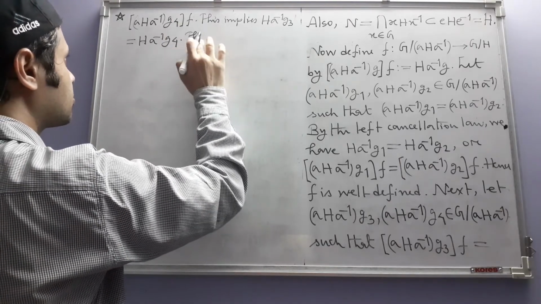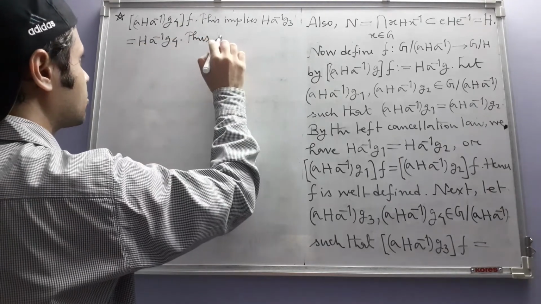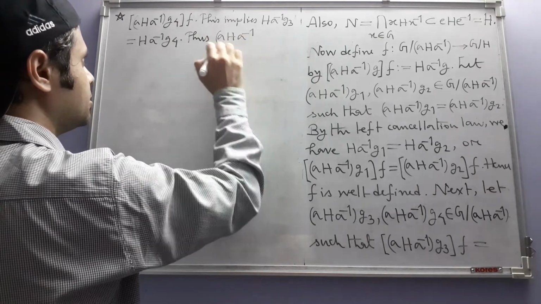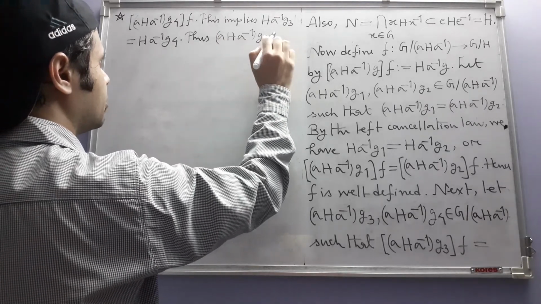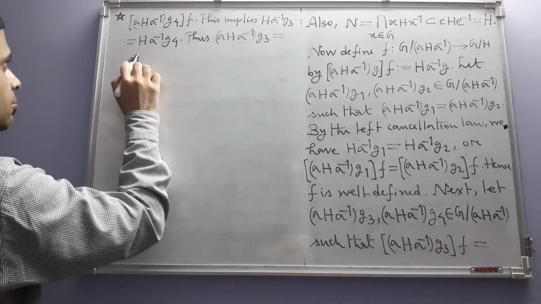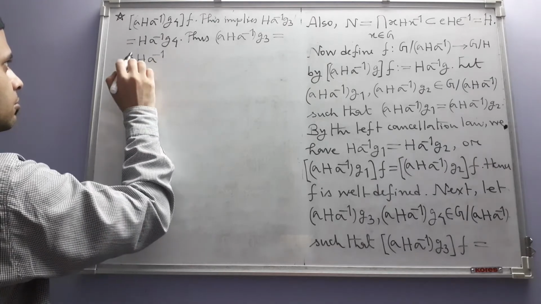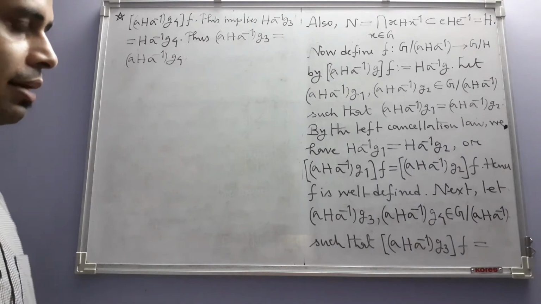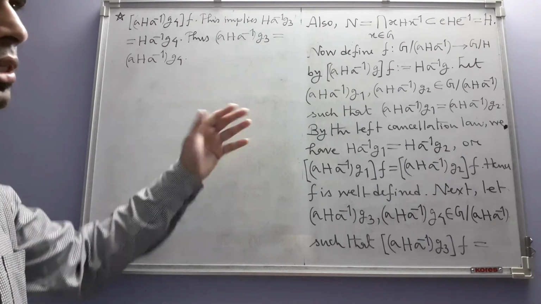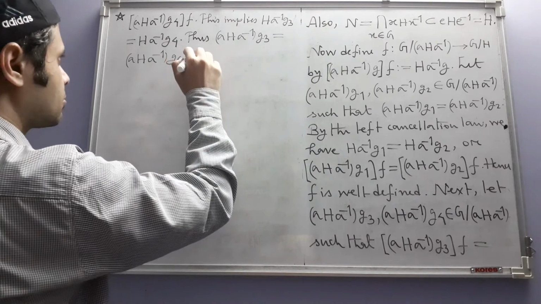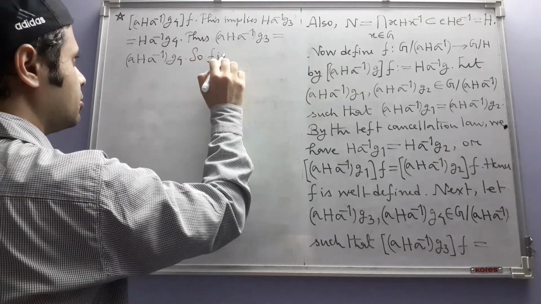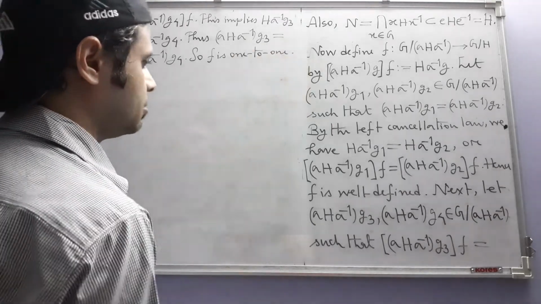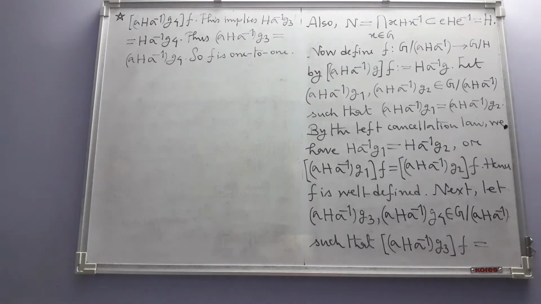Thus, we can rearrange everything using the associative law to have this. That is, if two inputs in the domain have the same output, then the inputs are also the same. So F is 1 to 1.